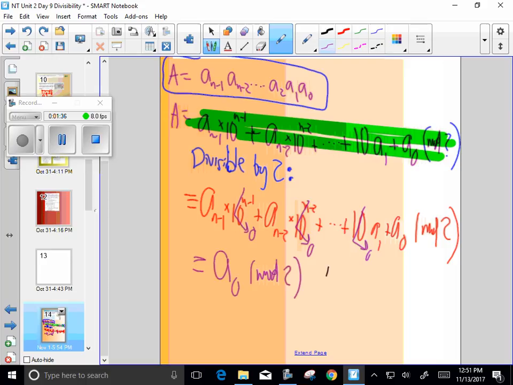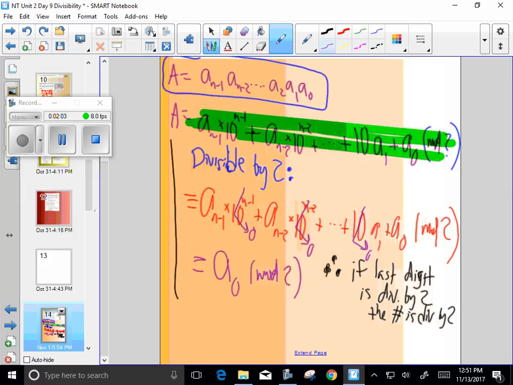This means, therefore, if the last digit is divisible by 2, the number is divisible by 2. And you kind of said this already at the beginning. I like divisible by 2, but it's not much of a surprise.